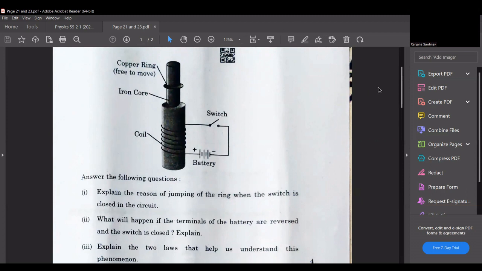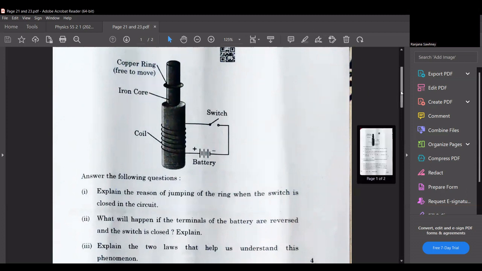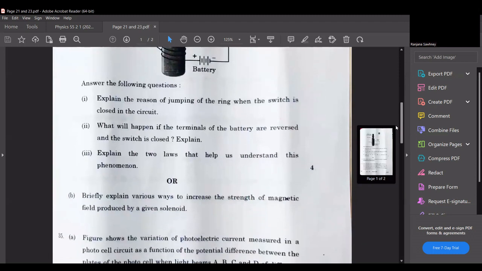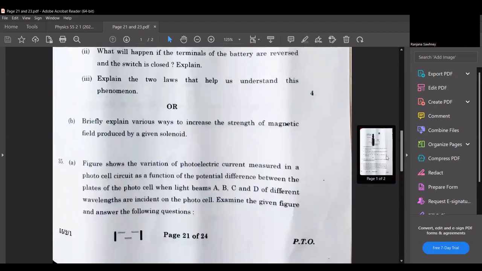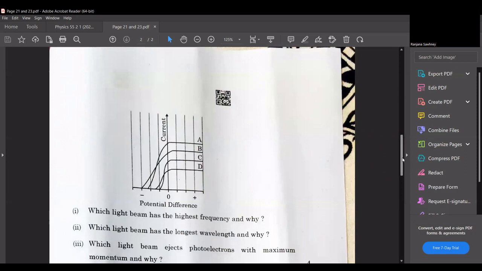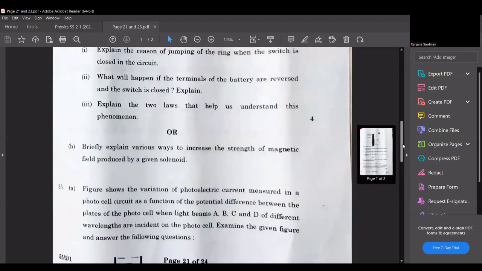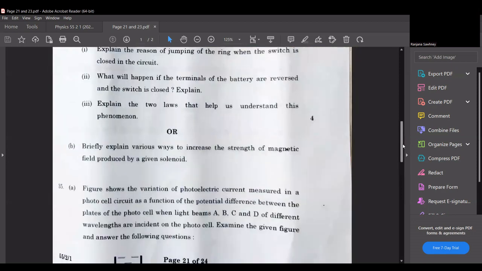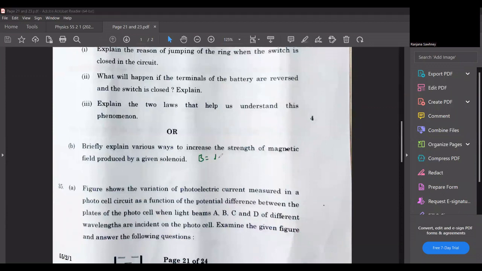Okay, then there's a choice over here. Briefly explain the various ways to increase the strength of the magnetic field inside a solenoid. We know that inside a solenoid, the magnetic field is given by B is equal to mu naught Ni upon L, number of turns upon length into I.